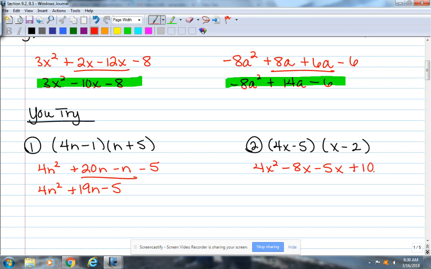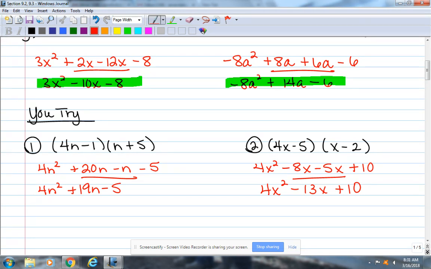And what's the last thing you did? Like terms. And what did you get for the whole polynomial? 4x squared. Raise your hand if you got 4x squared minus 13x plus 10. Any questions?